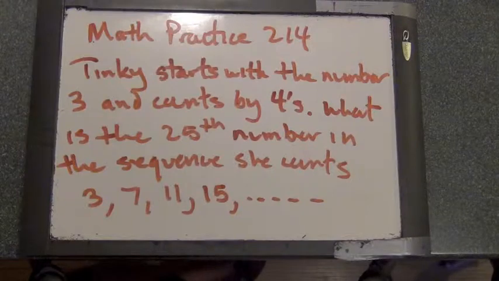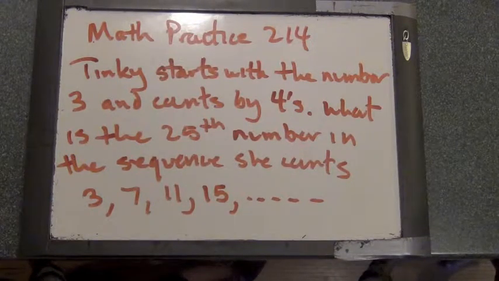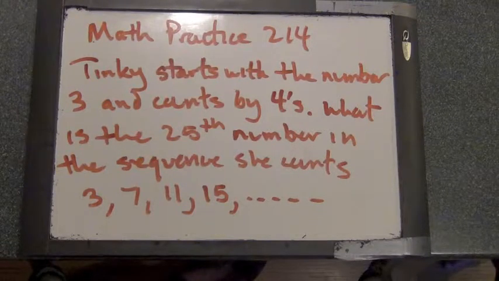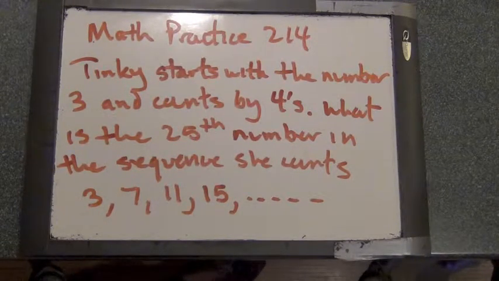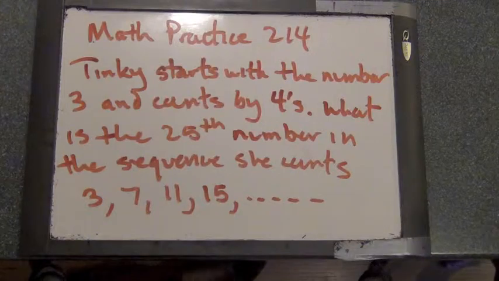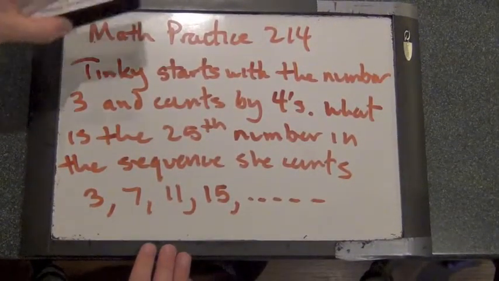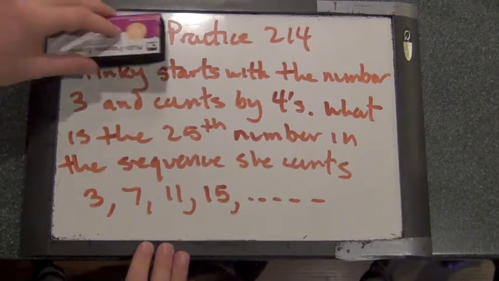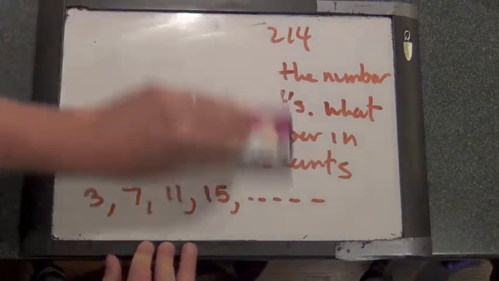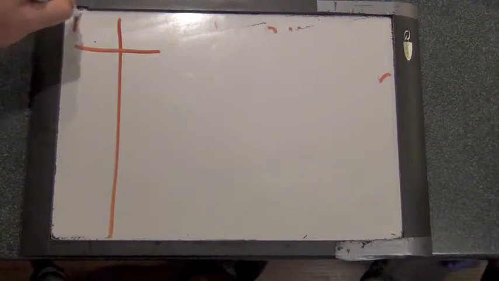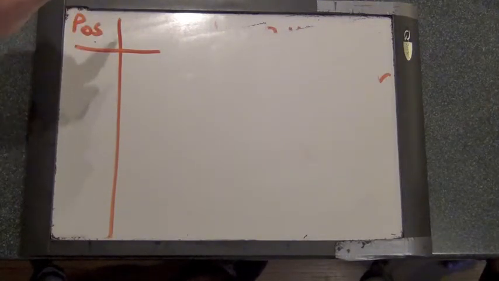Well, we could make a chart of what the numbers are. Okay, make a chart. Since we're on the small screen today, until I finish painting the whiteboard, I'll write and make the chart. So she starts at 3 and counts by 4s, right? So here's our chart. So here's the position, and then here's the number.